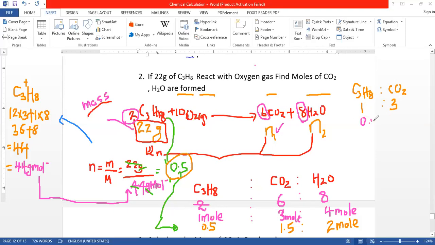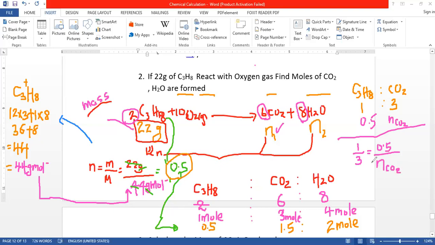If it's 0.5, then what about carbon dioxide? I take this X or N1, that's good. If I take N carbon dioxide, N CO2, how to do this one? You simplify using this: 1 over 3 is equal to 0.5 over N CO2.